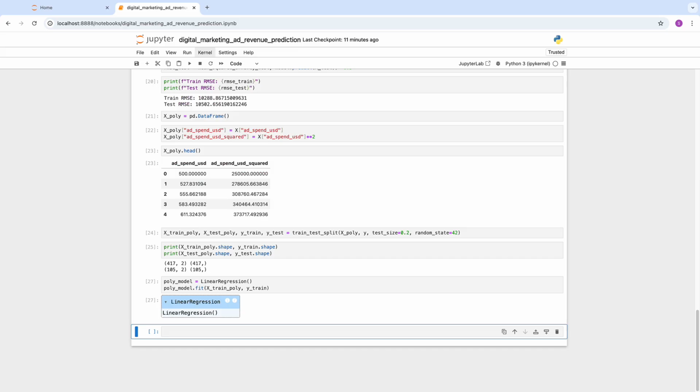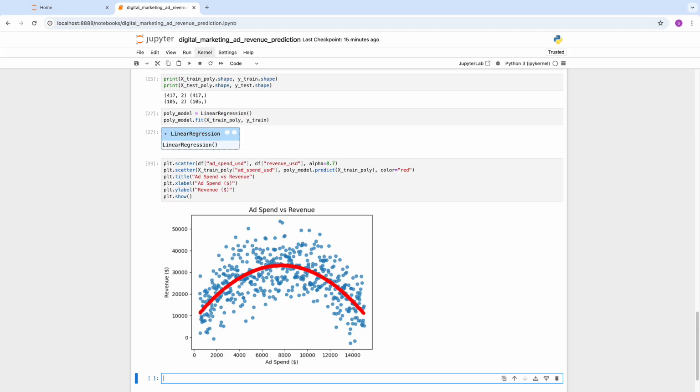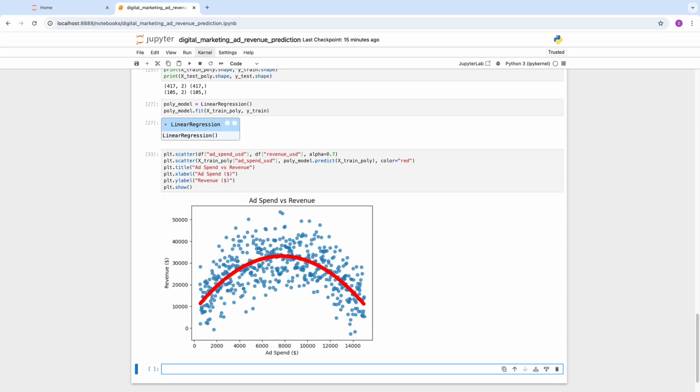All right, let's visualize how our polynomial regression fits the data. On top of the existing plot, I'll plot the model's predictions in red. So we'll be able to see the fitted curve directly against the raw data points. And here it is. The blue points are the actual data, and the red curve is the polynomial regression fit. You can clearly see how the curve bends with the data, unlike the flat line we had earlier.